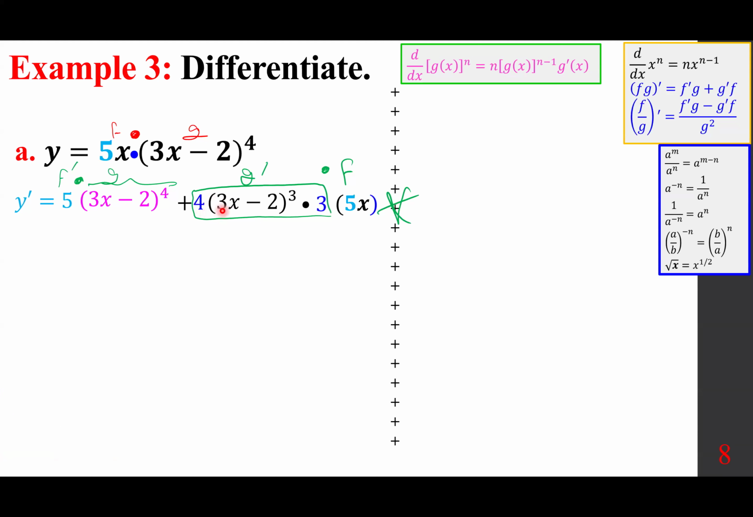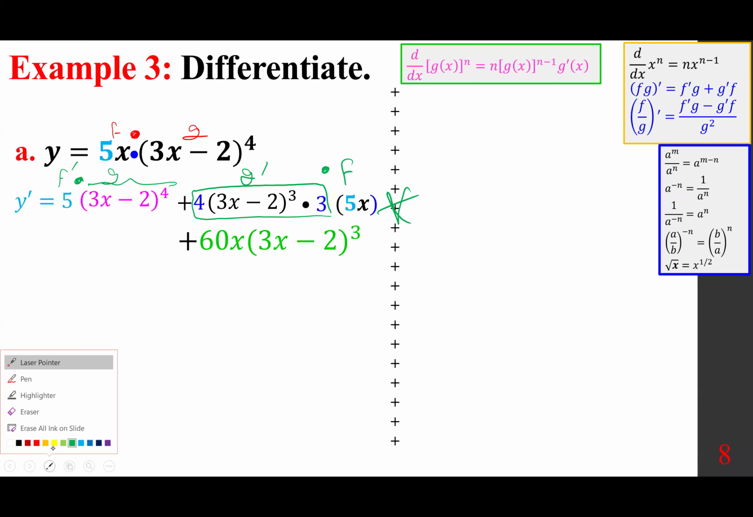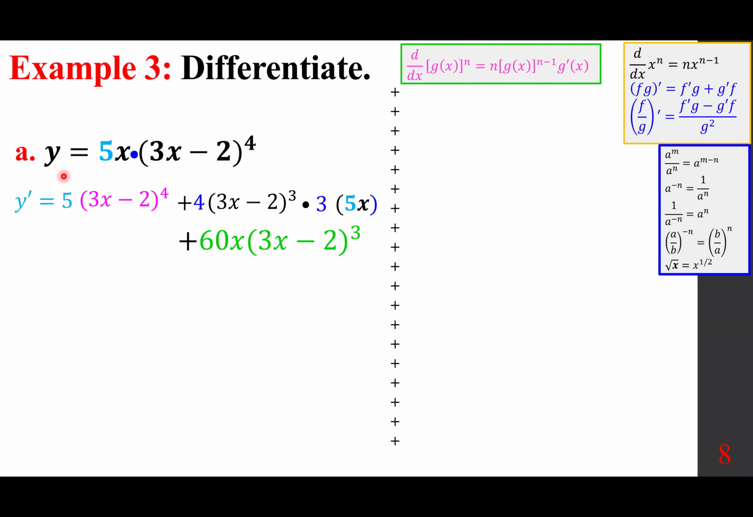This piece, 4 and 3 and 5, their product is 60. 4 times 3, 12 times 5 is 60. So you write 60x, 3x minus 2 cubed. So just this part simplifies to this one, okay? You don't have to do that because really you have to factor. I just want to make sure that you are clear as to what's happening. Now, this is the piece that we have. I'm going to erase my work so it becomes clear. We have this piece and this piece.